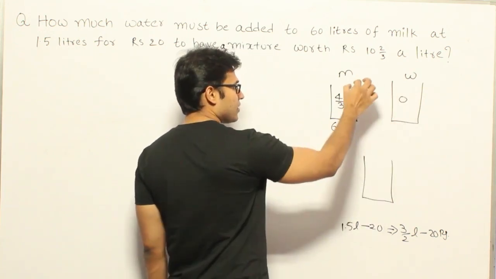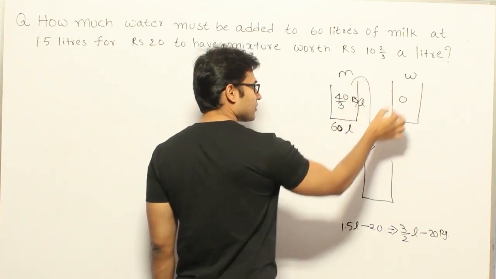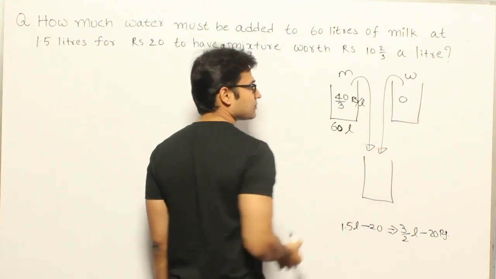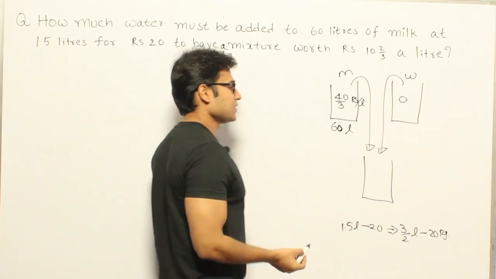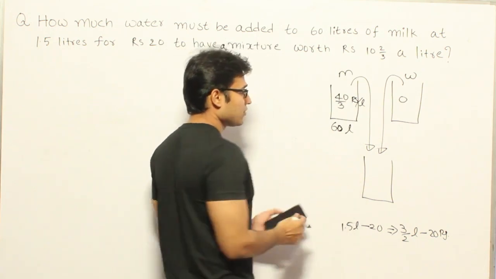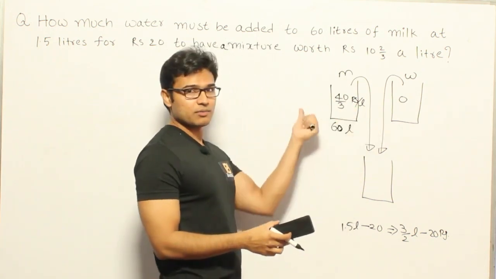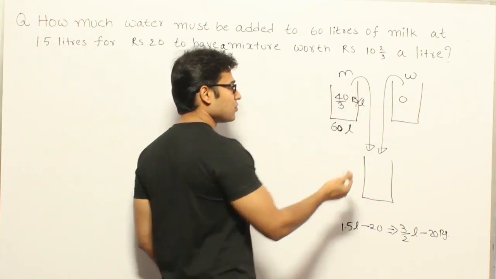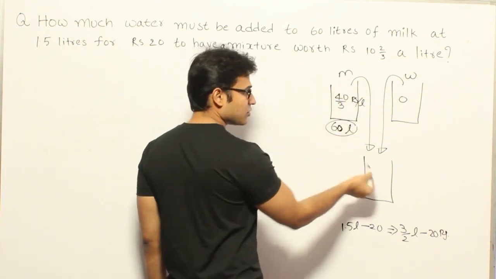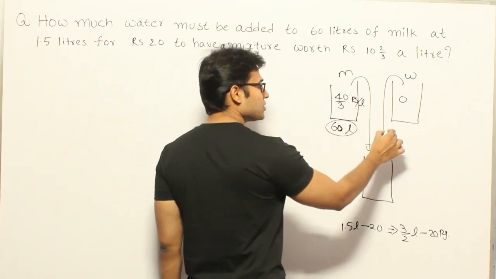Now they are saying that we are going to mix this milk with water, and we are going to make the mixture in such a way that, also, we are not going to take a part of it, we are completely taking the milk, which means we take the complete 60 liters of milk. So you can assume that the entire 60 liters is going to be here, and we don't know how much water to take.